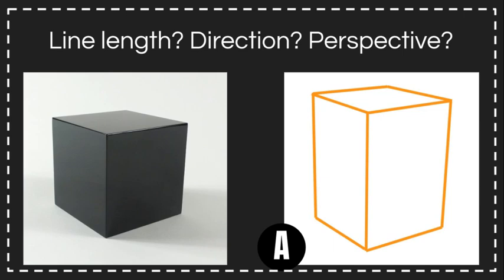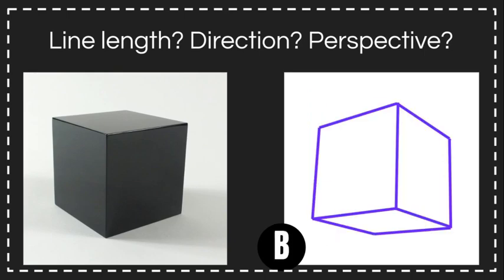Now, when you take a look at these two images and compare the original and image A, you might feel that it looks kind of tall. That means we have an issue with line length. Some lines are longer than they need to be. So I bet if we just shorten those vertical lines in drawing A, our cube would be more accurate to the original image.